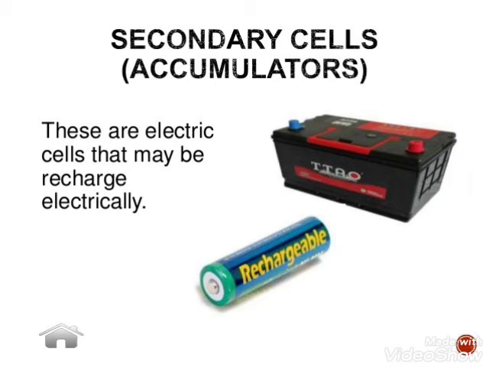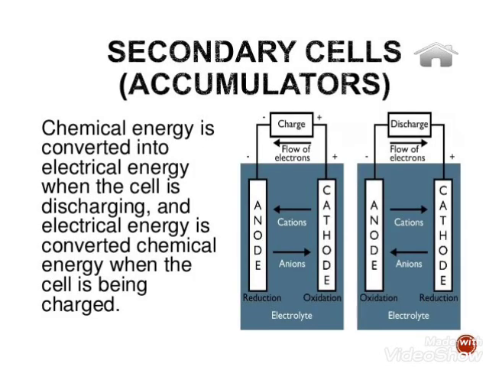Next are the secondary cells, or we can say the accumulators. They are known as the accumulators. What is the difference between primary and secondary? In primary they can't be recharged, but the secondary cells may be recharged electrically. By using electricity we can recharge them, and here the chemical energy is converted into electric energy when the cell is discharging, and electric energy is converted into chemical energy when the cell is being charged. Means it can do both.